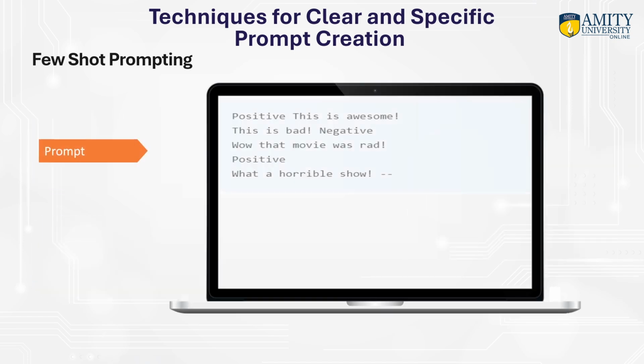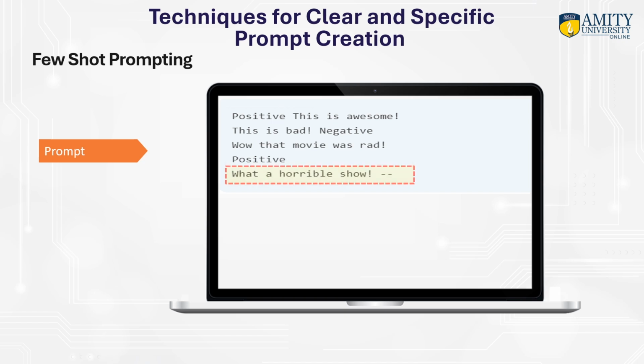The prompt you have given is: positive, this is awesome. This is bad, negative. So even though you have not maintained the structure properly, it has got the gist of what you are talking about. This is awesome is a positive sentence. This is bad is a negative sentence. Wow, that movie was great. That is a positive sentence. What a horrible show. So for what a horrible show, you need to ask for the answer, whether it was a negative one.